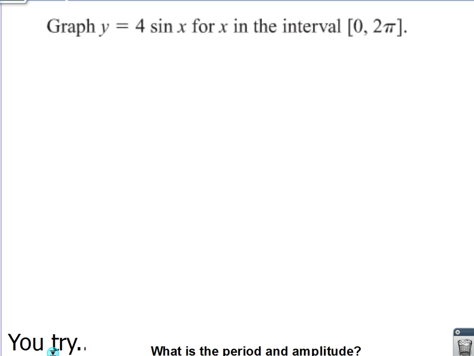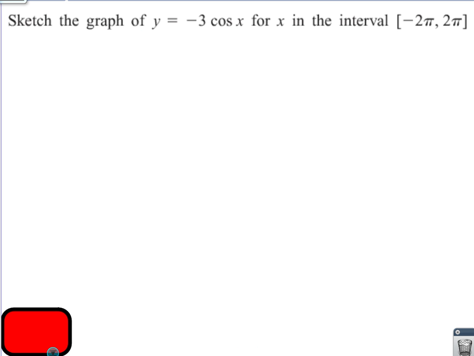So what I'm trying to get at is, is that number always your amplitude? Unless it's -4, because -4 would actually stretch it and flip it. If this number right here was -4, could you tell me what your amplitude would be? 4. You're not going to have a negative amplitude. So pretty much you take the absolute value of that number. That's your amplitude. Next one, sketch the graph of -3 times cosine x.